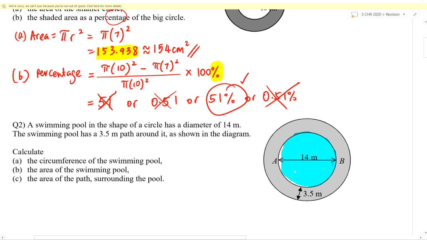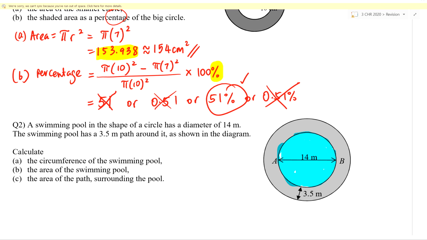Do you all have the same understanding that this is the swimming pool? Apparently not everybody has the same understanding. So you have to make sure you understand the question, what they are trying to tell you. Swimming pool, shape of circle, diameter 14. If you thought the big circle is the swimming pool, then it is wrong. If you thought the shaded area is the swimming pool, then it is also wrong. What else? The swimming pool has a 3.5 meter path around it shown in the diagram.